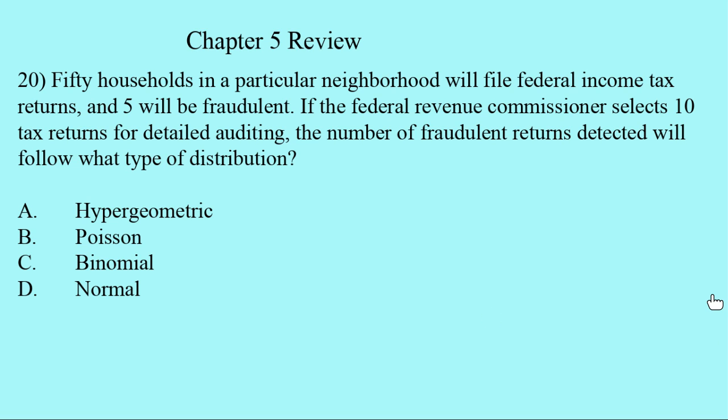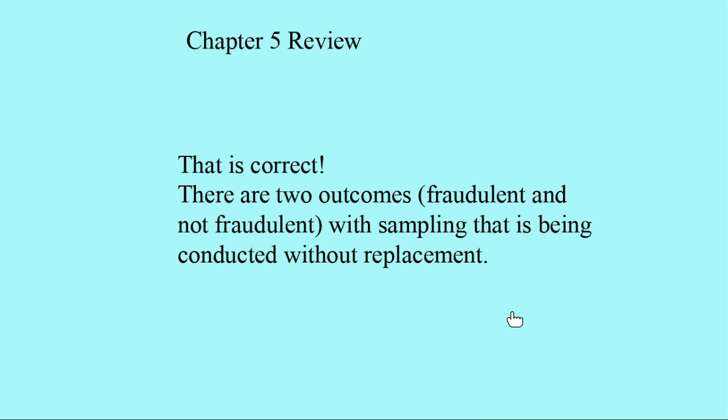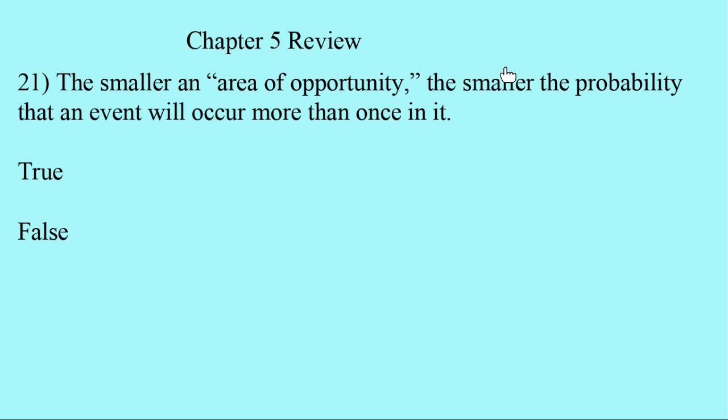A, hypergeometric, and your reason for saying A? Remember, it's telling you in the question already what kind of distribution it is. Without replacement. Exactly. Very good. And therefore, it's hypergeometric. So that's what you've got to look for in the questions, the little clues that you have. So there are two outcomes, fraudulent and not fraudulent, with sampling that is being conducted without replacement.